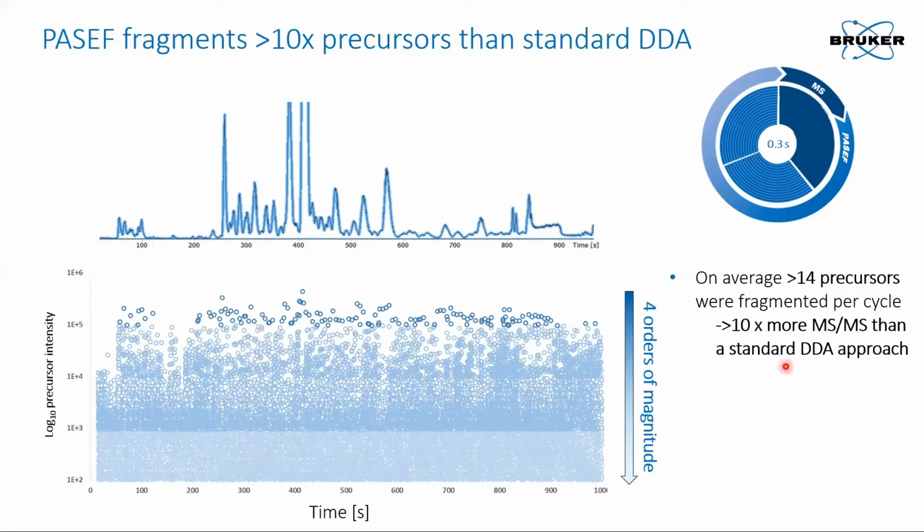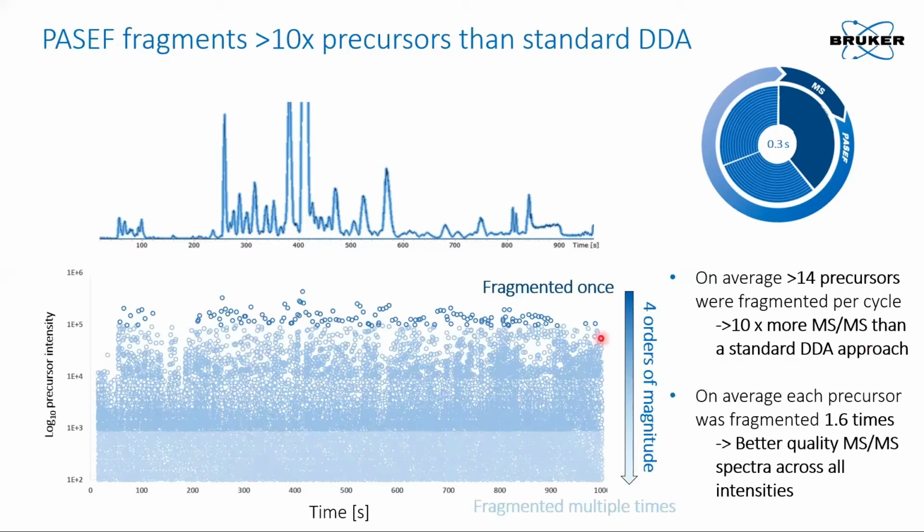So as well as acquiring more than 10 times more MS-MS than in a standard DDA approach, we are also able to spend more time generating better quality MS-MS spectra. Each of these ions is fragmented more than once, on average 1.6 times. This way, the low abundant ions can be fragmented multiple times, so we obtain better quality MS-MS spectra.